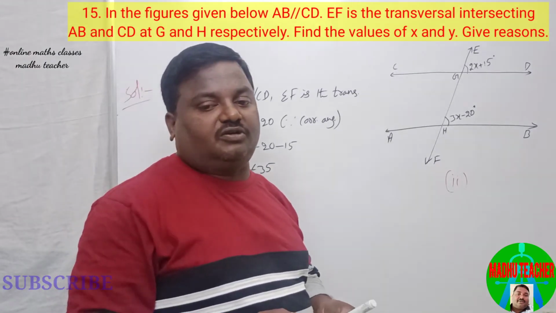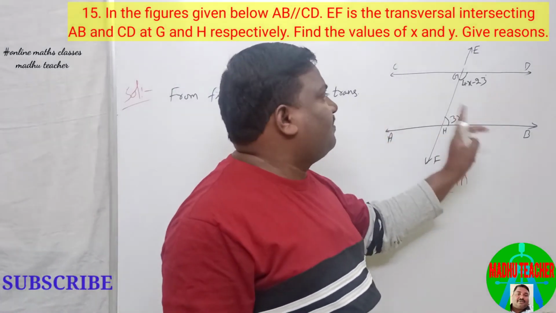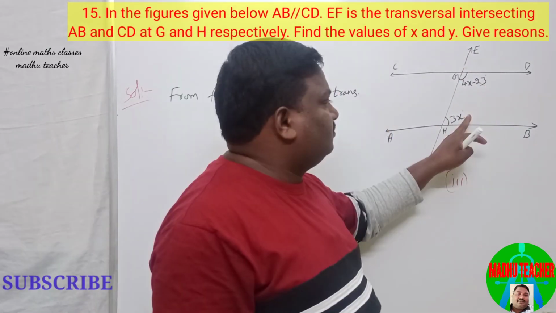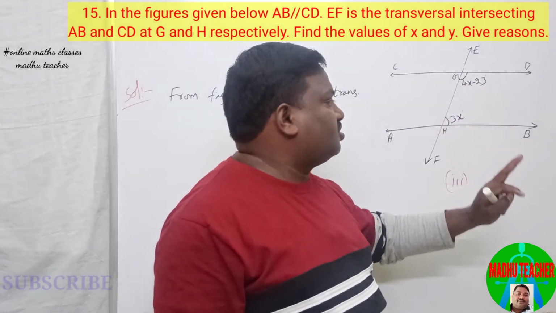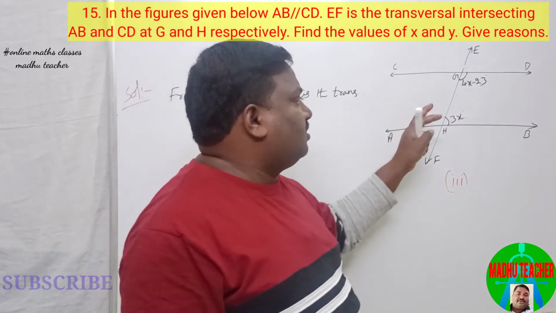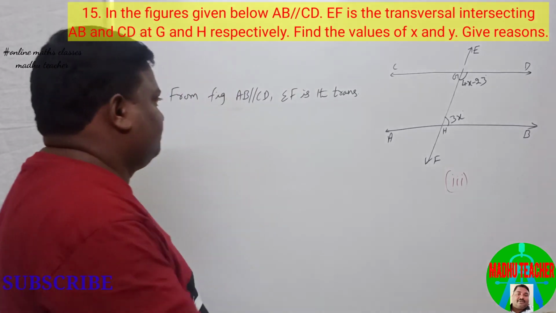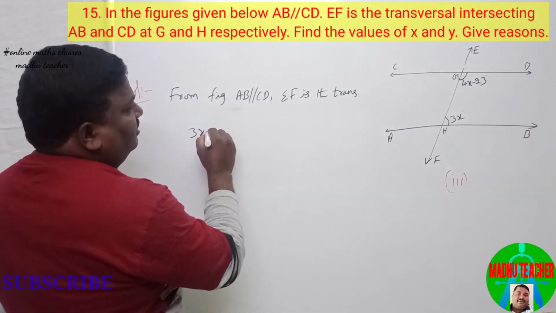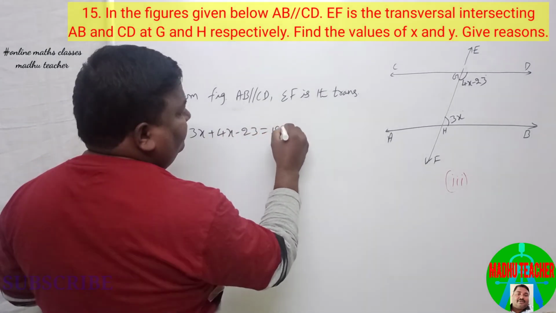Okay, next the third figure. It is also the same: AB parallel to CD, EF is the transversal, and it is given 3x and 4x minus 23. By observing these two angles, these two are interior angles on the same side of the transversal. So therefore they are supplementary. Therefore 3x plus 4x minus 23 equal to 180.